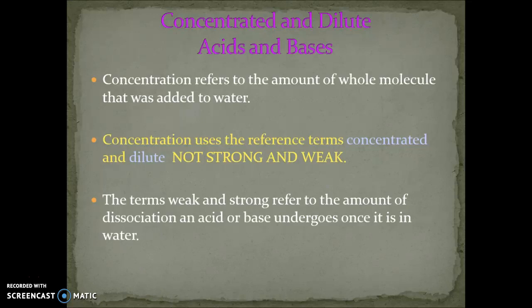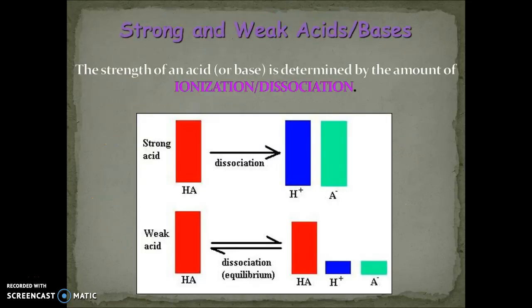The terms strong and weak refer to the amount of dissociation that that acid or base undergoes once it's in the water. So does it ionize completely? Does it only ionize a little bit? So strong and weak acids are really looking at the dissociation or the ionization of the molecule. So a strong acid is going to dissociate close to 100%, if not 100%. Strong acids we're going to assume is 100% dissociation. So you wind up with none of the whole molecule left. It's a go to completion reaction, and everything in the solution are ions.